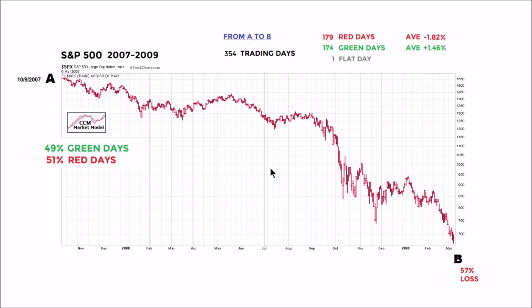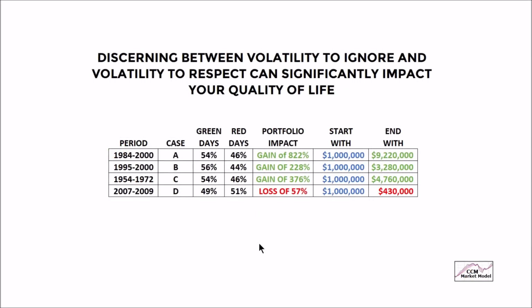Moral of the story, it's never easy, especially if you're watching the market tick by tick. We also know from past videos that discerning between volatility to ignore within the context of an existing and ongoing uptrend and volatility to respect, where the data is telling us we may be rolling over from a primary uptrend to a primary downtrend. If we're able to do that and mitigate some of the damage on the way down, it can significantly impact the quality of your life.